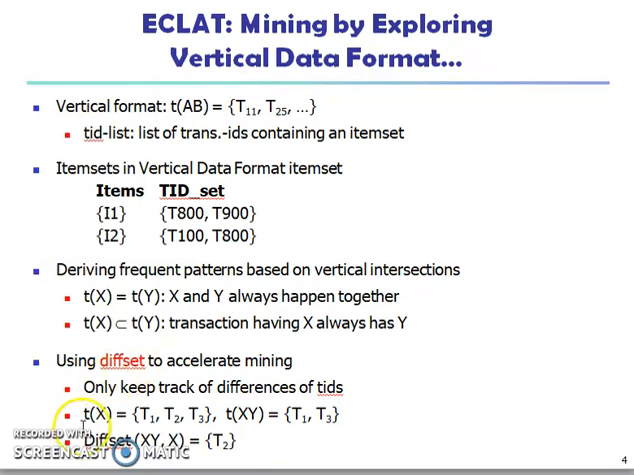Suppose T(X) equals {T1, T2, T3} and T(XY) equals {T1, T3}. Then the difference between these two transaction sets can be written as diffset(XY, X) equals {T2}, where T1 and T3 are available in both transaction sets. If you cancel T1 and T3, you get T2. This will help accelerate data mining. The diffset will help you accelerate the mining process.